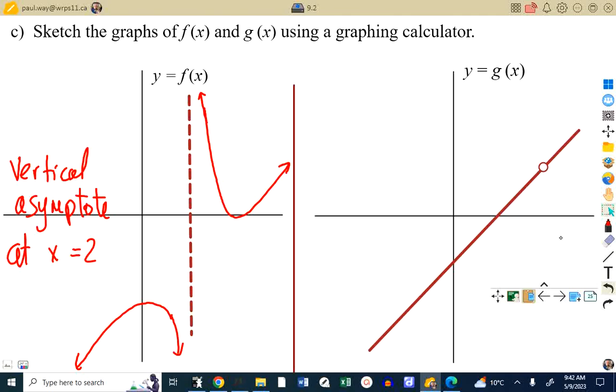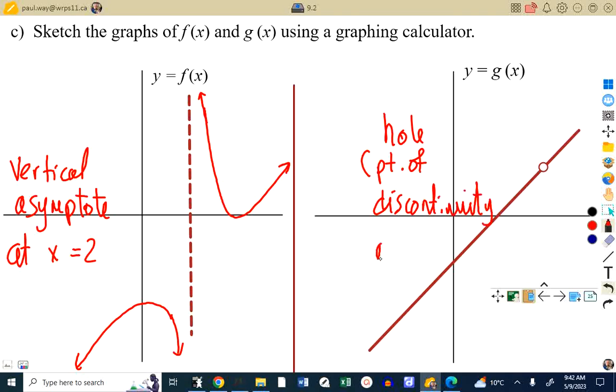So this is, and I want to be very clear here, this is not a linear function. It's not a linear function, because a linear function wouldn't have any gaps in it. This is a point of discontinuity, or a hole. So we have a hole, or a point of discontinuity, at x equals 2.